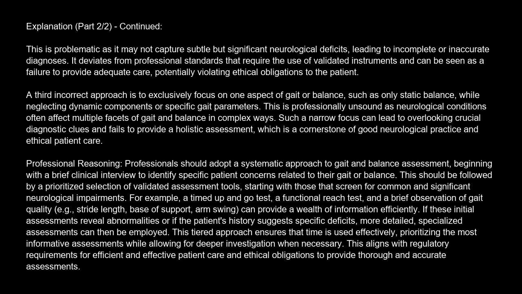Professional reasoning. Professionals should adopt a systematic approach to gait and balance assessment, beginning with a brief clinical interview to identify specific patient concerns related to their gait or balance. This should be followed by a prioritized selection of validated assessment tools, starting with those that screen for common and significant neurological impairments. For example, a timed up-and-go test, a functional reach test, and a brief observation of gait quality, e.g., stride length, base of support, arm swing, can provide a wealth of information efficiently.